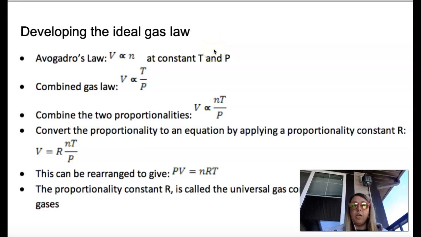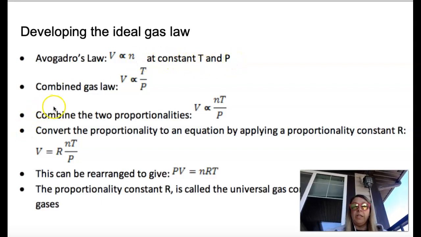Okay, so in this video, we are going to look at developing the ideal gas law. We've talked about a couple of different laws so far. We talked about Avogadro's law, which said that V was proportional to n when we kept temperature and pressure constant. We also created the combined gas law, where we said that volume is proportional to temperature in Kelvin over pressure. So now what we're going to do is bring them all together. And now we're going to say that V is proportional to nT over P.